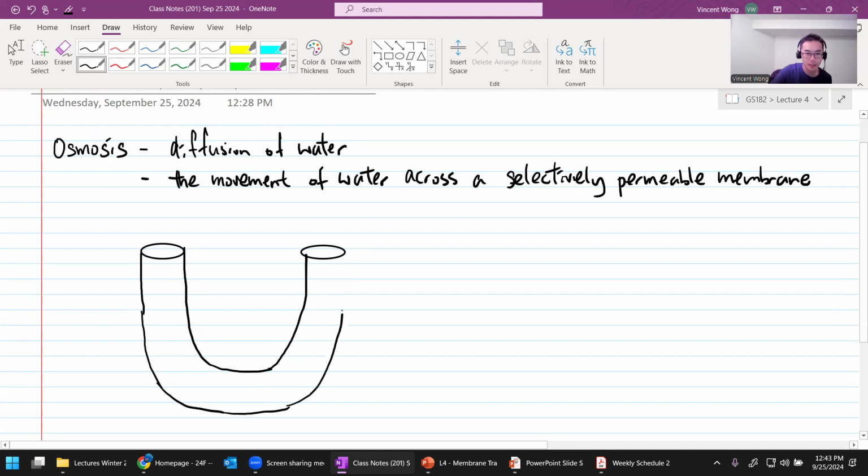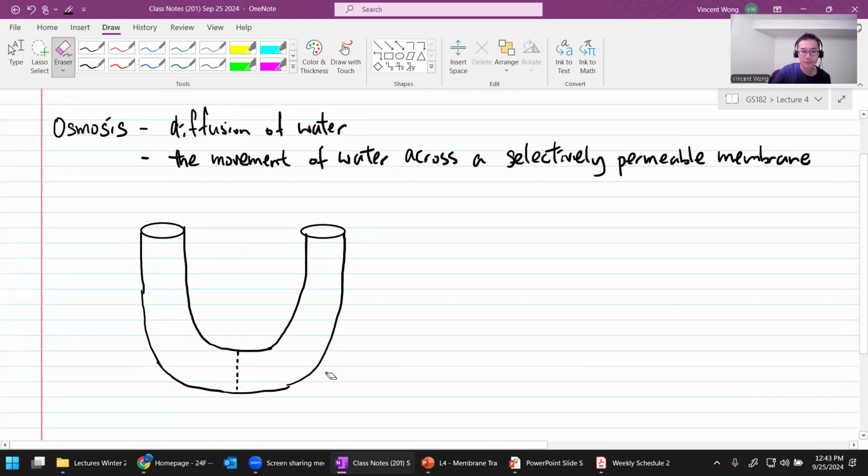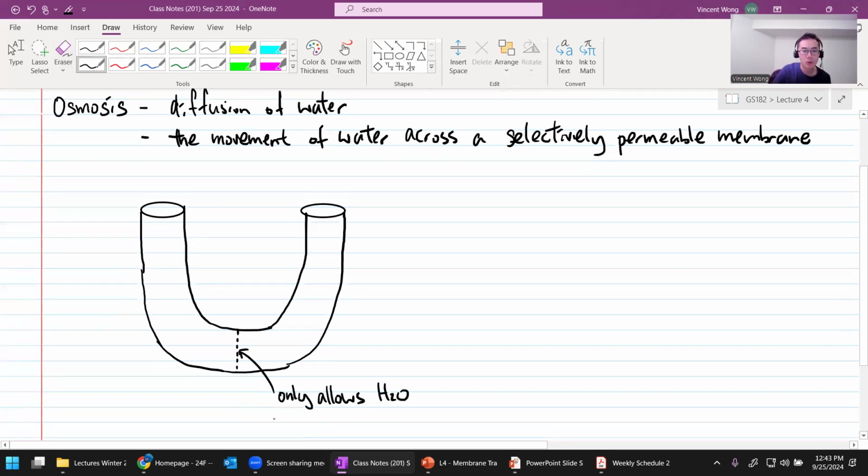So here we have a U-shaped tube. It's open here at the top so I can add stuff into it. And at the bottom, we're gonna put a membrane. Now this membrane is special. This membrane only allows water to move through. Nothing else goes through except for water.